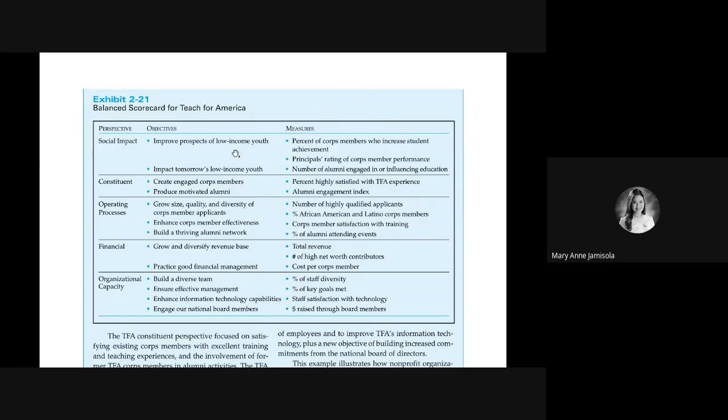But here, they have added some other perspectives that are relevant to the nature of the organization. So we have here samples: social impact, constituent, and organizational capacity.